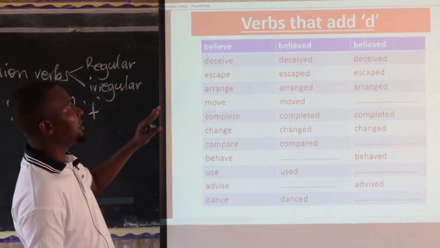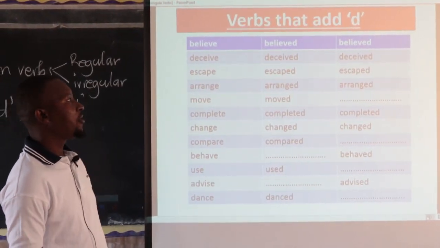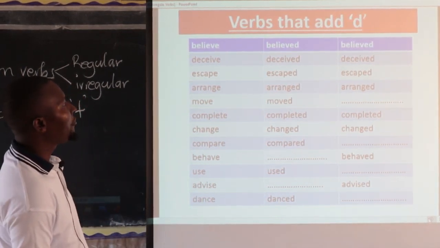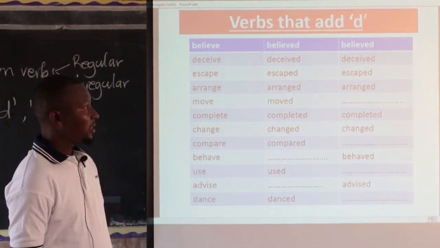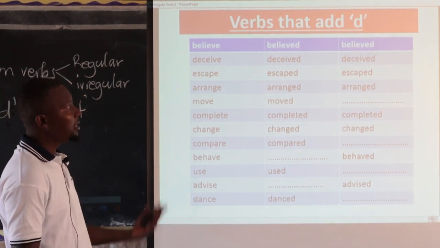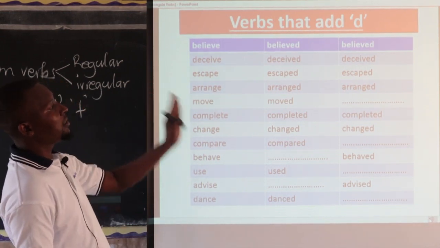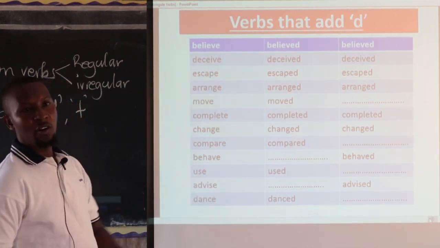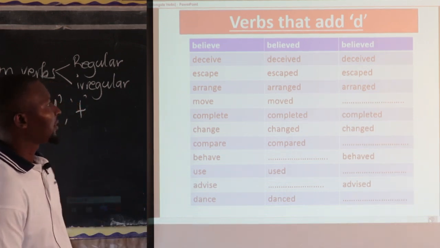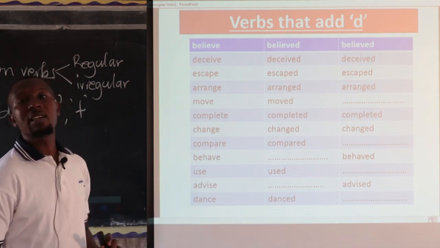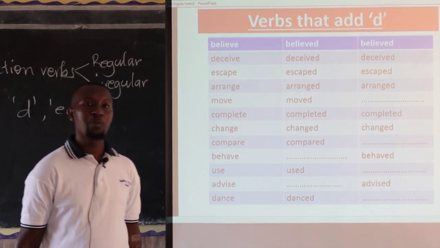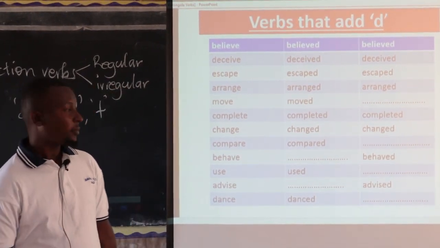The first part of it was about verbs that add D. I remember giving you a list. You can see these verbs that we have here are verbs that add on the letter D. So, for instance, we have the word believe, and we just add the letter D to form the past simple form, believed, and believed to form the past participle form. We have a word like deceive, deceived, deceived. These ones are very easy, and they are most of the words that are used in lower primary, that is primary 4 and 3.